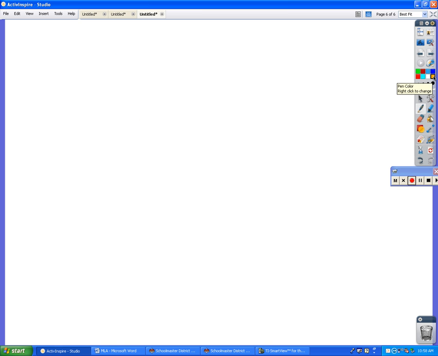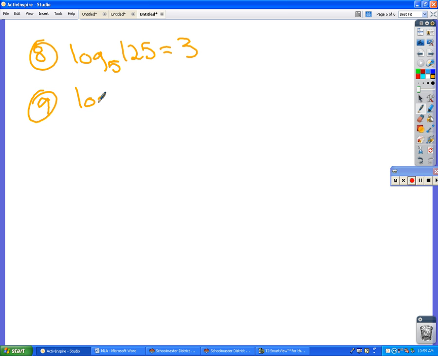All right, now we are evaluating logs. So all of these, you're thinking this number to what power equals that number? And so that is 3. This one you might think is a little tricky, but 1/2 to what power is 1/4? 2, because 1 squared is 1, 2 squared is 4, so 1/2 squared is 1/4, so my answer is 2.